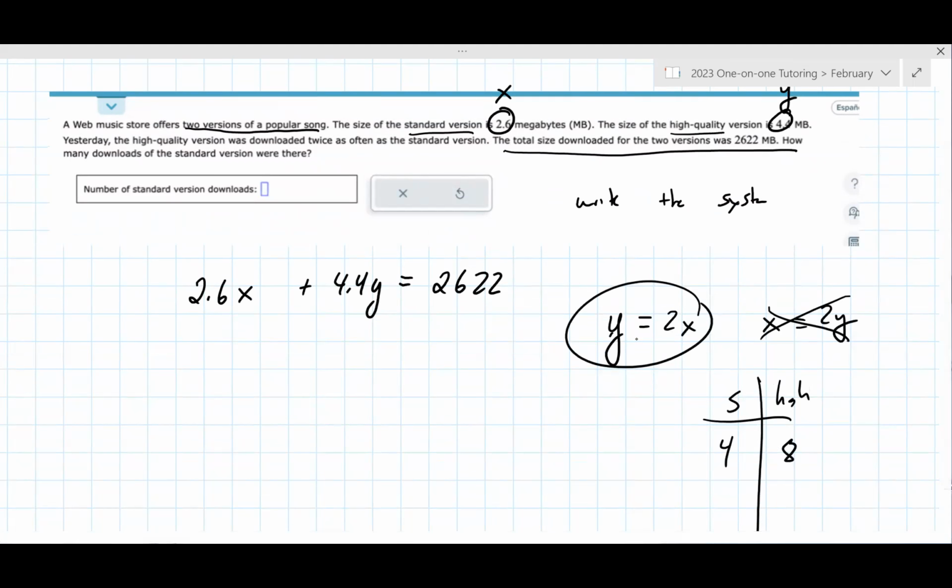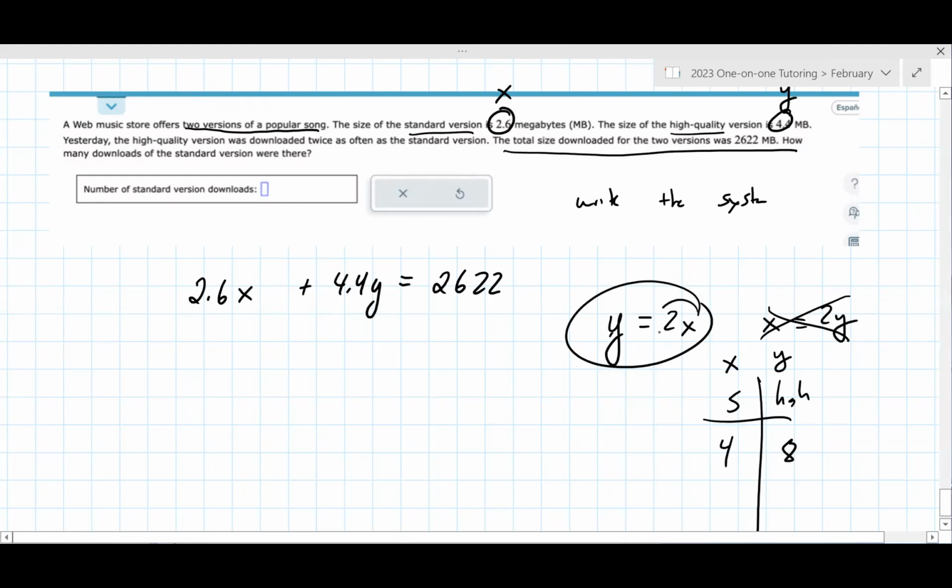Could you repeat that? Well, you know that this equation is correct, but it satisfies a numerical example, which is you just pick a number like 4 standard versions, and there were supposed to be twice as many high quality as standards. That would be 8, times 2. Yeah. And does that work with your equation? Yes. Okay. So now that that's done, you're going to use substitution here.